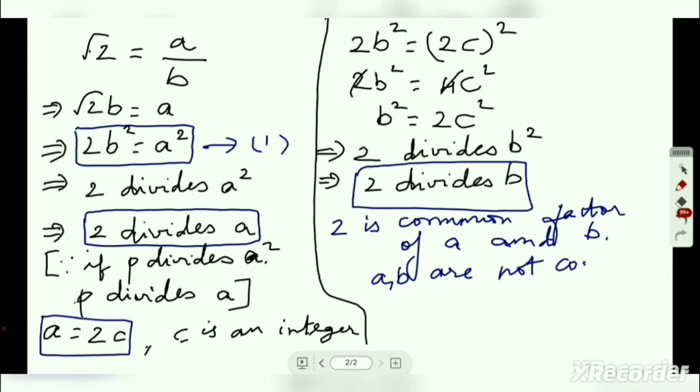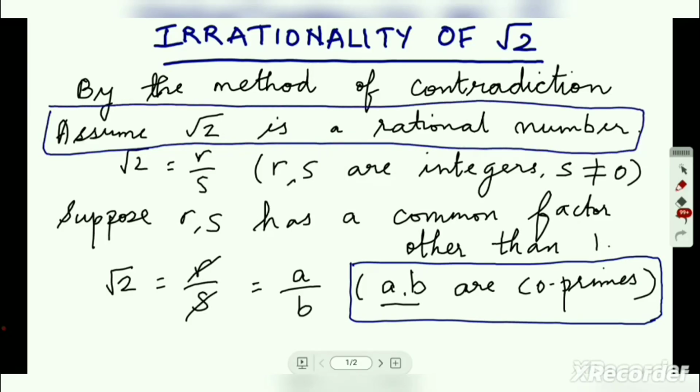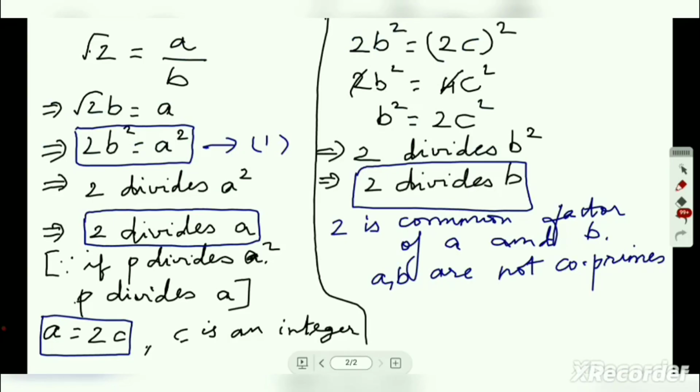We have taken that A and B are co-primes, but we have come to the conclusion that A and B are not co-primes. So why did we get this contradiction? Because the assumption which we had taken in the beginning, that root 2 is a rational number, seems to be wrong. Because of this wrong assumption, we have got the contradiction here. Therefore, hence we can say root 2 is an irrational number.